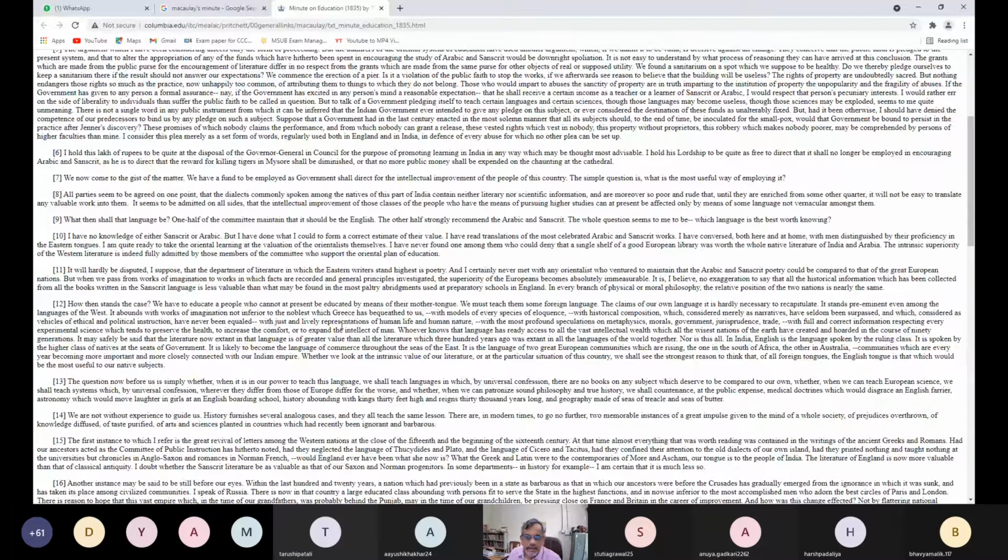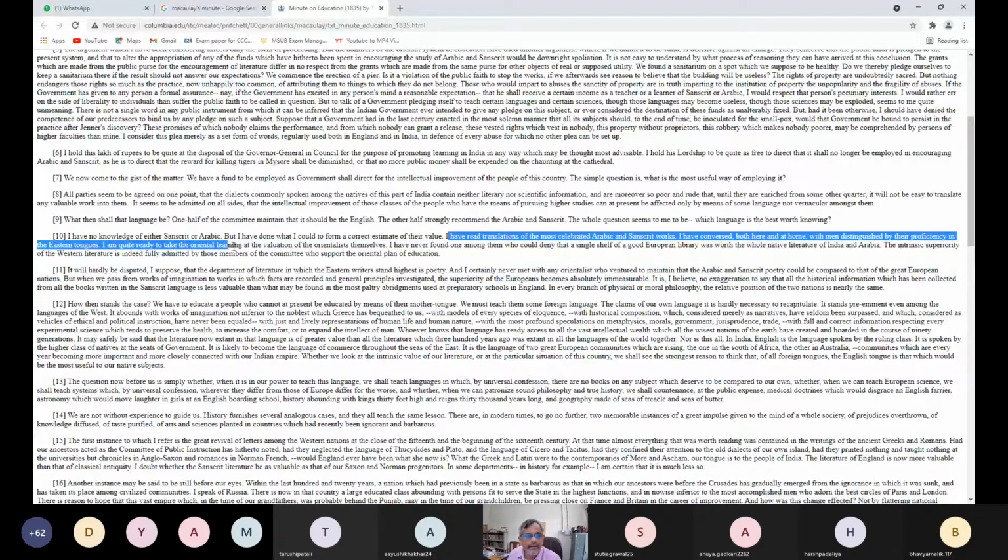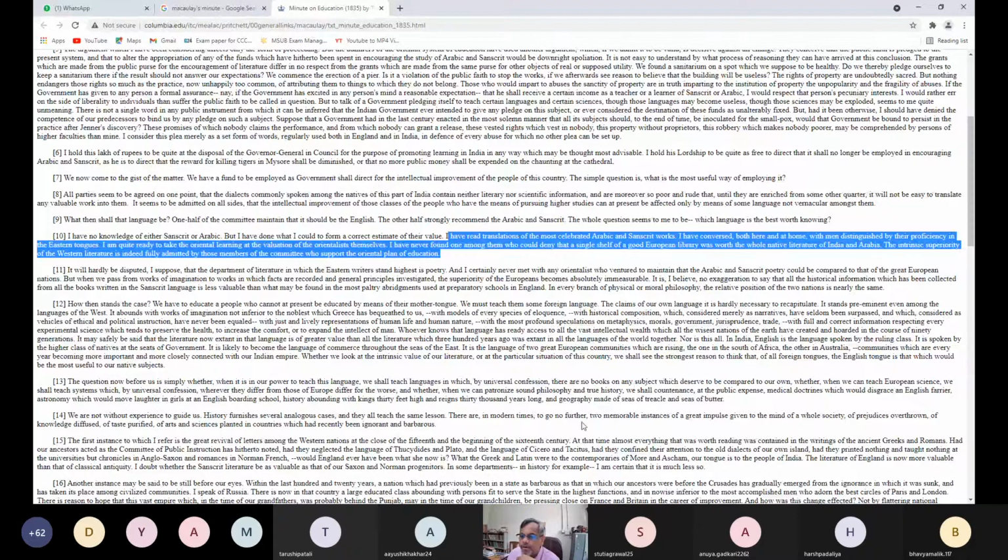Look at this, right? I have read translations of most celebrated Arabic and Sanskrit works. I have conversed both here and at home with men distinguished by their proficiency in the English and in the Eastern tongues. I am quite ready to take the Oriental learning at the valuation of the Orientalists themselves. I have never found one of them who would deny that a single shelf of a good European library was worth the whole native literature of India and Arabia. The intrinsic superiority of the Western literature is fully admitted by those members of the committee who support the Oriental plan of education. Anything that you have to say about this?